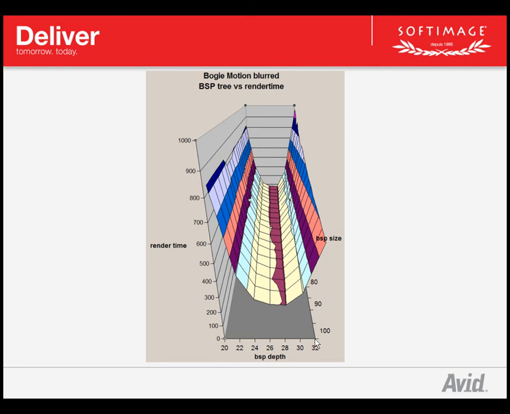So if you lock this value at a depth of 20, 25, 30, even 50, I would suggest increasing the BSP size whenever motion blur is enabled, because chances are that more triangles will be stored in the voxel.